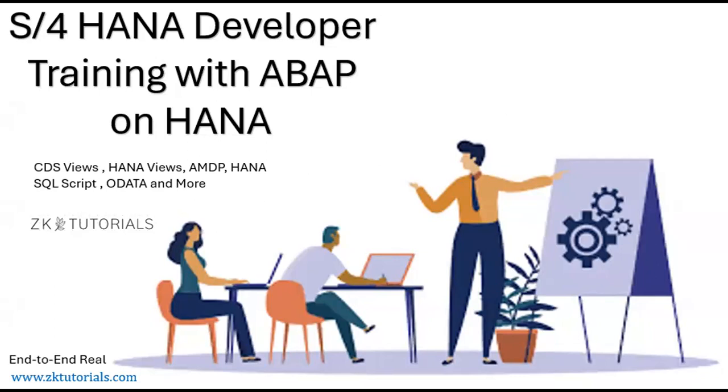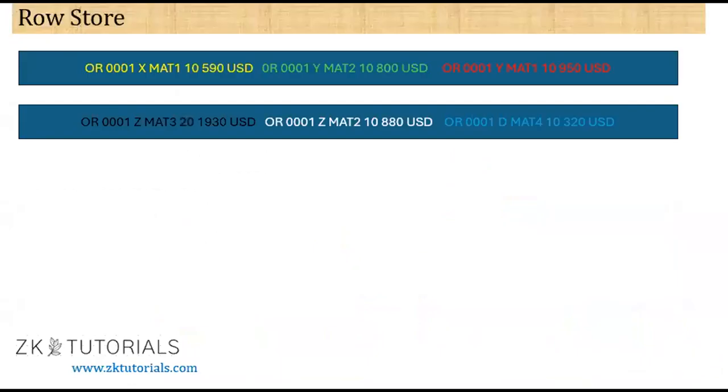In the last class, we saw some topics of introduction of HANA and what is R3 architecture. So today we will see row versus column store. Before going to the difference between row versus column store, firstly we will see what is row store.